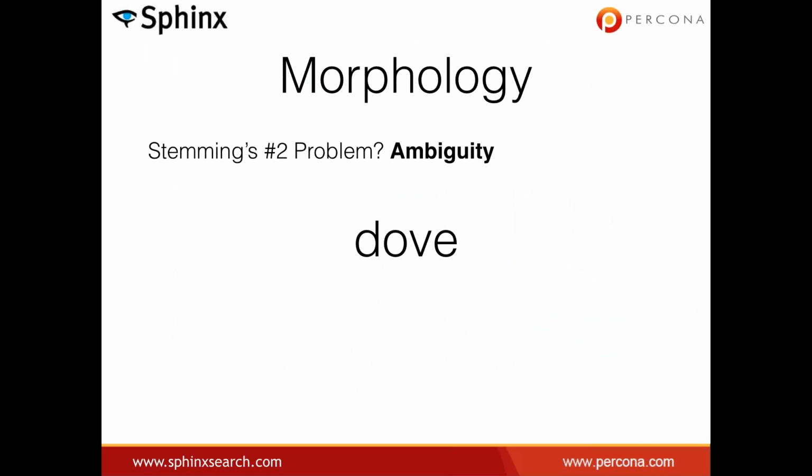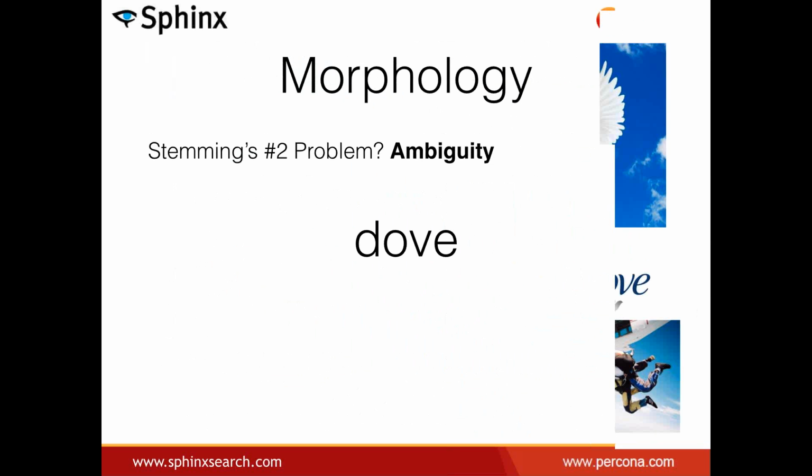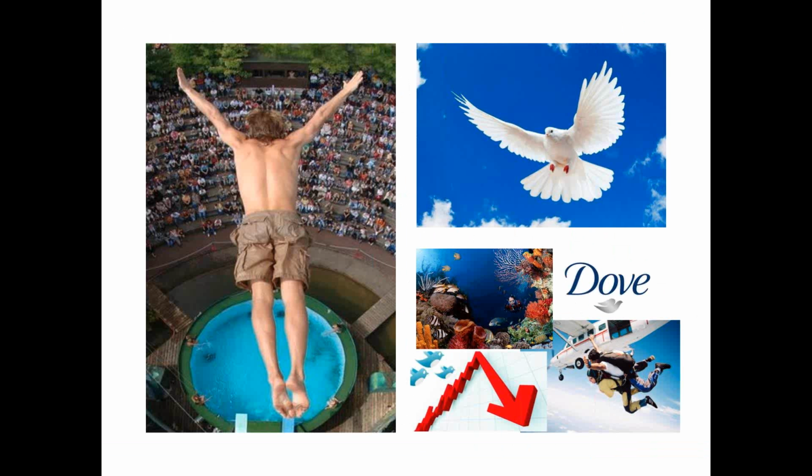And this is the stemming problem number 2. The individual word forms that we index are sometimes ambiguous. So what exactly does this dove mean? We try to find the options on the next slide. So it might be describing someone diving, or it might be describing someone flying, or it might mean a few more things.